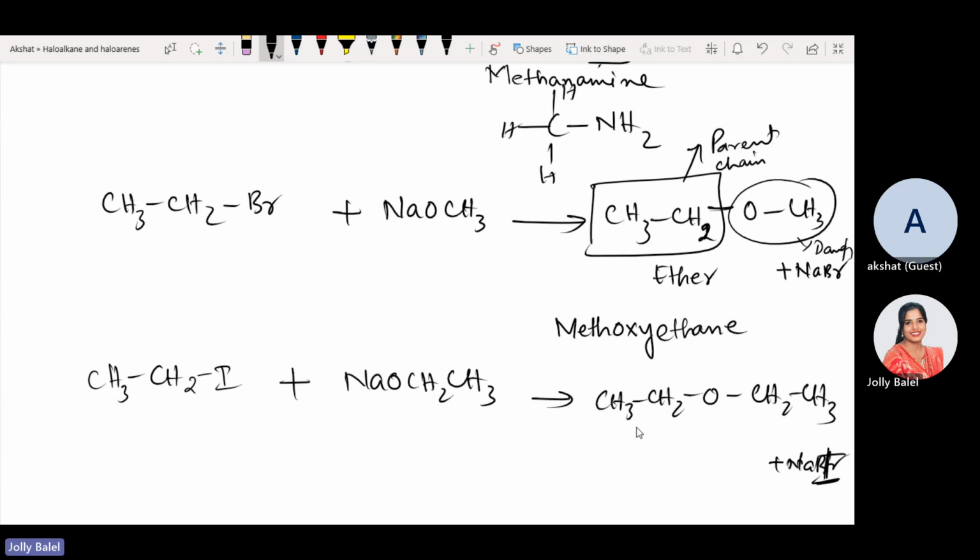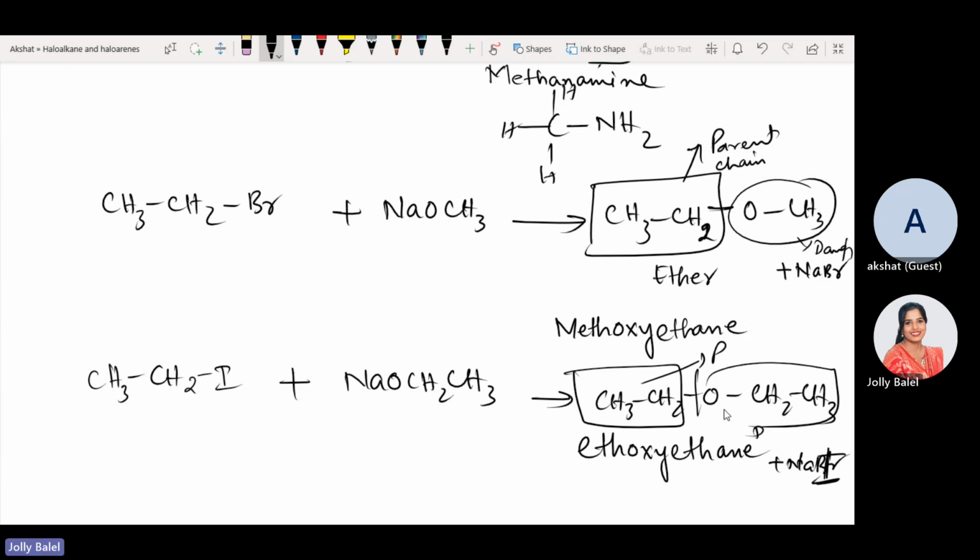For two carbons, which root word do we use? Eth. Then oxy, ethoxy, with two carbons, ethane. So this is your parent, this is your daughter: two-carbon ethoxy, and two carbons here, and the parent ethane. Okay.